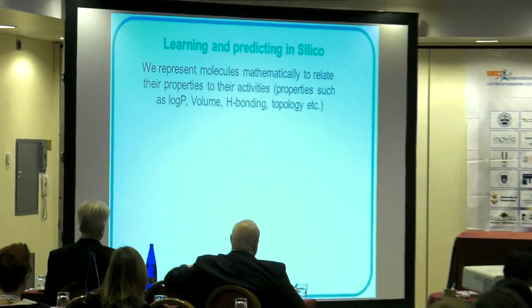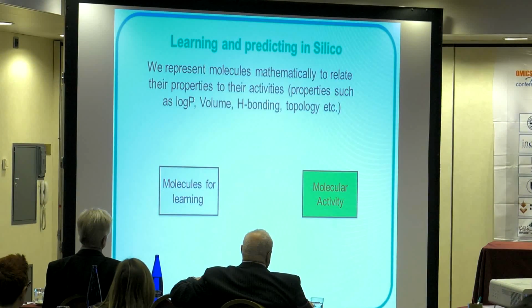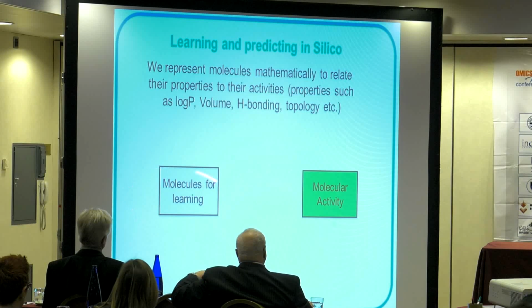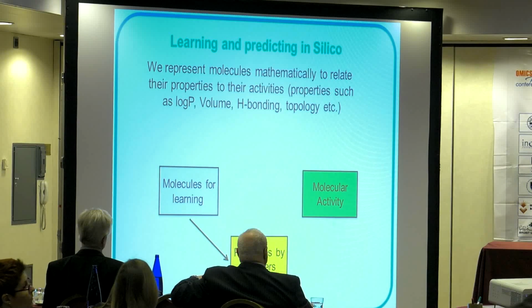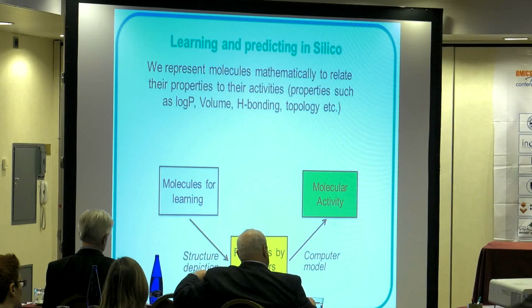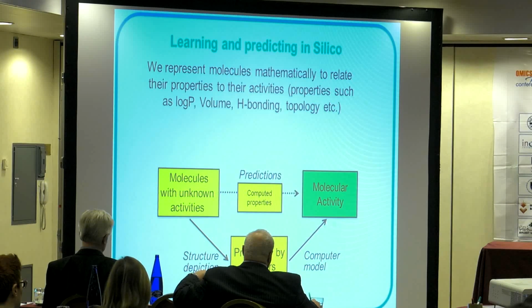The way for us to represent those molecules is by a group of molecules for which previous results have been known for their activity. We present them in a numerical form. We present their properties. We associate between the properties and the molecular activity by our algorithm and create a model. And once this model has been established, we can pass molecules with unknown activities.